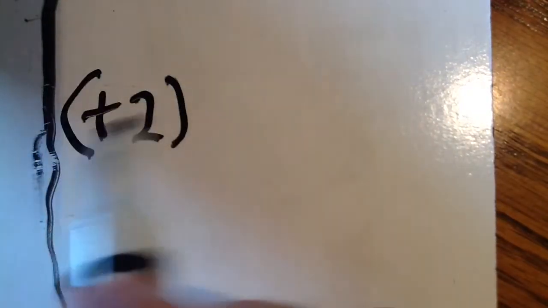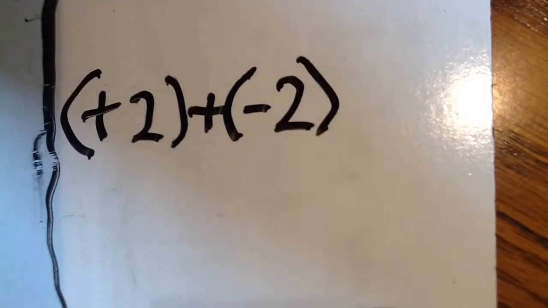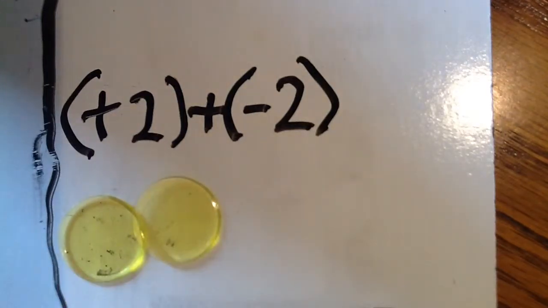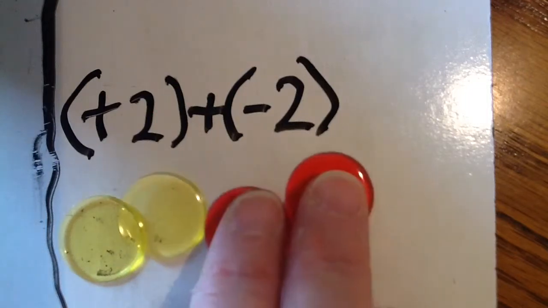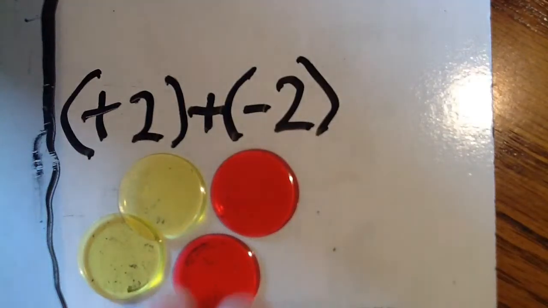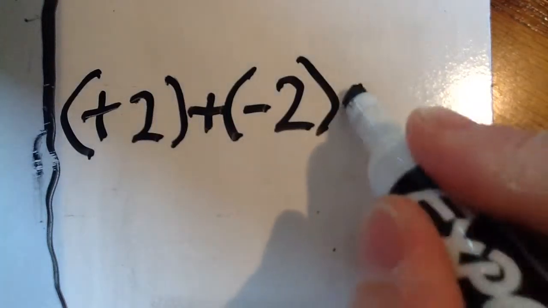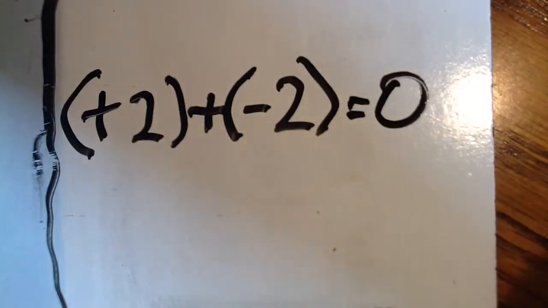So let's see what happens when we combine positives and negatives. An addition problem could be +2 combined with -2. Now remember, zero pairs are going to be helpful now. Let's represent +2, and I'm going to combine it with -2. Remember, our zero pairs cancel each other out. These two are gone, these two are gone. You're left with 0. So that answer is 0.